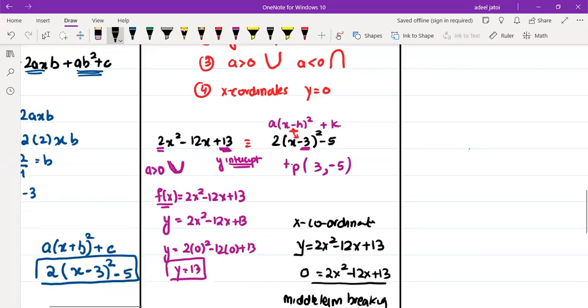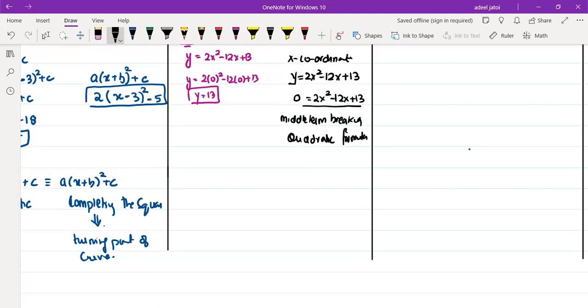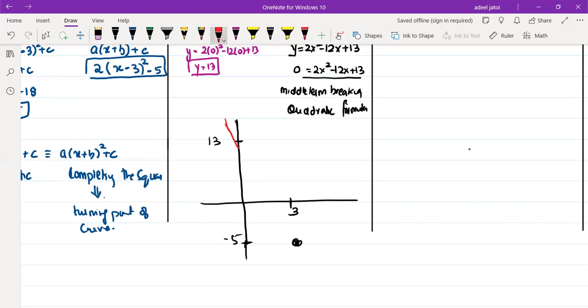But normally these three things are important. One is your turning point, the other is whether a is greater than 0 or less than 0, and the third is the y-intercept. Now, knowing that your y-intercept was 13, your turning point has x as 3 and y as minus 5, and you know that your graph is going like this. Clear enough? Any issues?